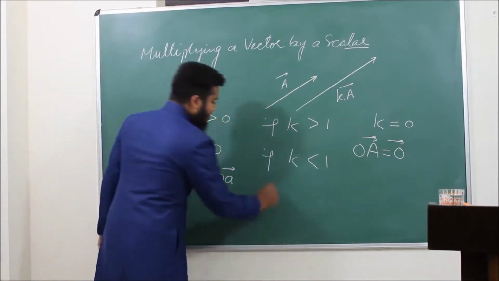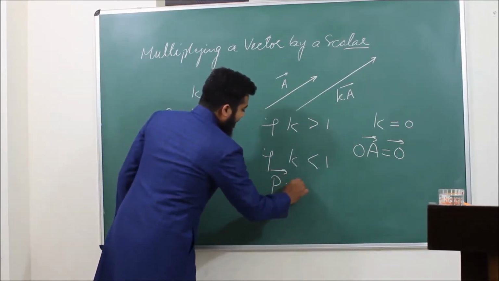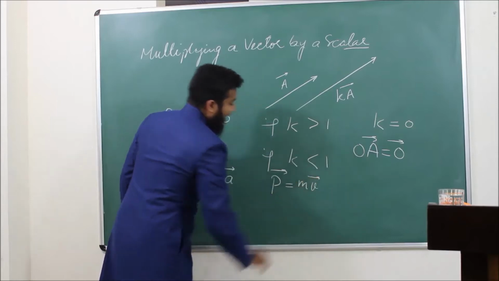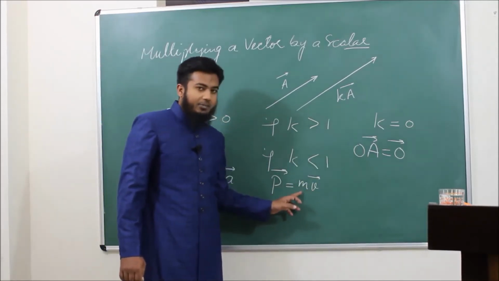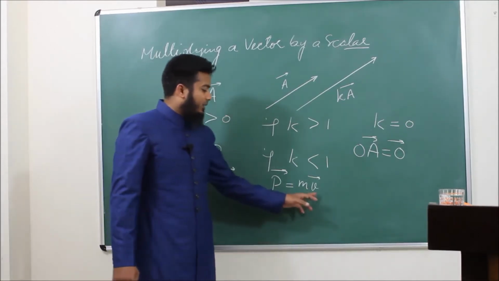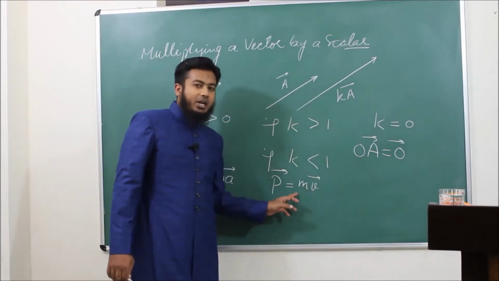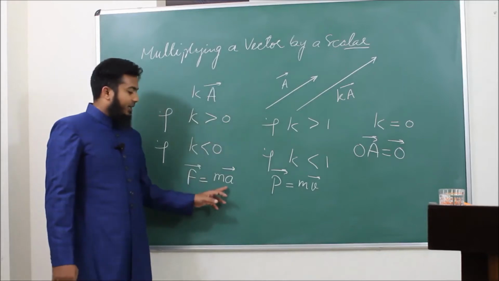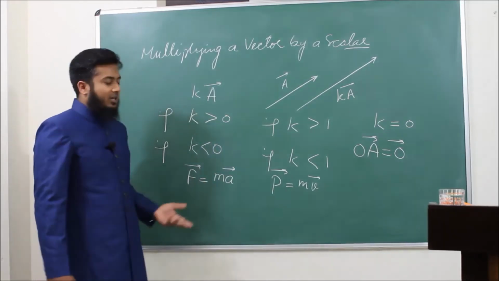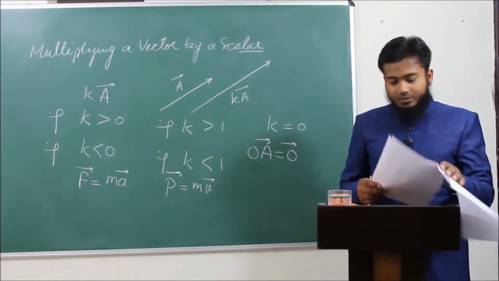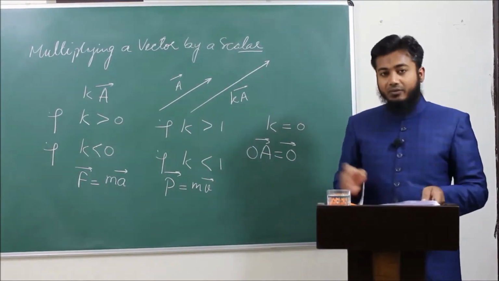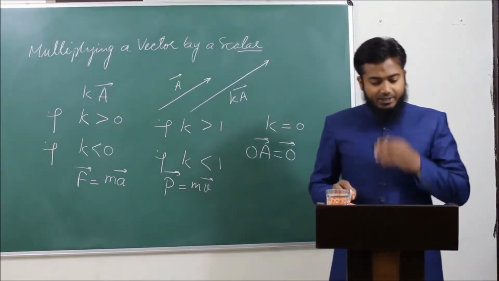And similarly, momentum p is equal to m times v. v is velocity, which is a vector, and m is mass, which is a scalar. So velocity is being multiplied by a scalar, by mass, and here acceleration is multiplied by mass, which is a scalar. So these were some examples of a vector being multiplied by a scalar number.